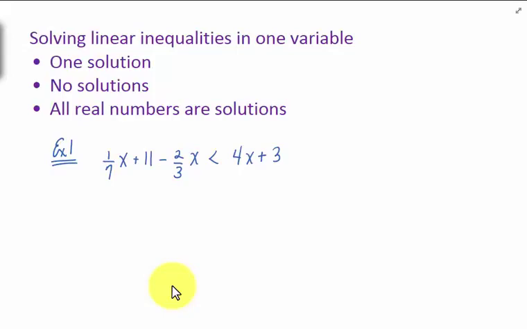In this video we're going to do a problem that has one solution, or in this case one solution set because it's an inequality. We're going to do a problem that has no solutions, and then we're going to do a problem that has all real numbers as our solutions.